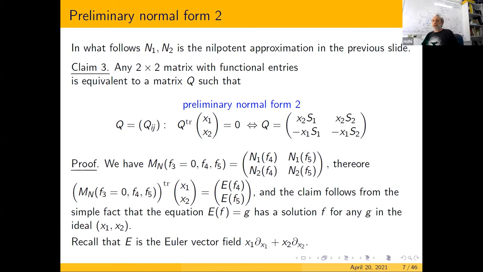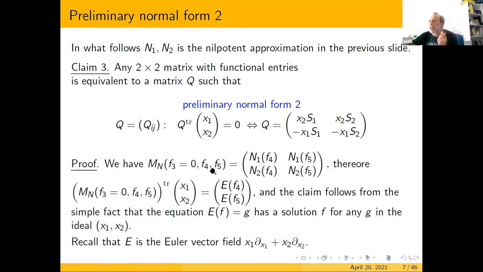Okay, so this next claim is that I can bring any 2x2 matrix by this equivalence to this form, so that Q transpose times vector (x1, x2) is zero. This means that the matrix will have these two terms with some functions S1 and S2. And the proof of this is very simple.